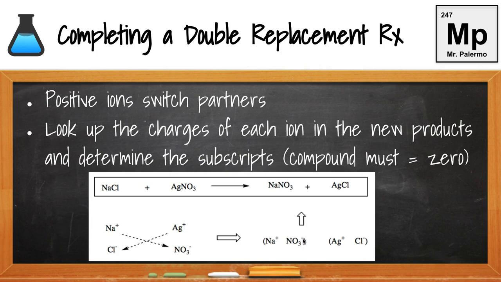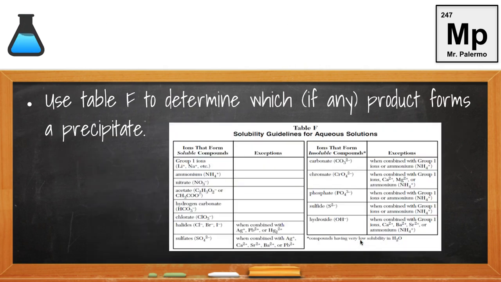So the first thing you have to do is, when you form these new compounds, you have to look up the charges of each ion. So sodium is +1. Table E tells us that the nitrate is -1. Silver is +1, and chlorine is -1. And we have to then make sure that the sum of our charges in our compound equals 0. If they don't, then we add subscripts to make that equal 0. And then we're going to use Table F, as we did in our previous lesson, to determine which, if any, of the products forms a precipitate.